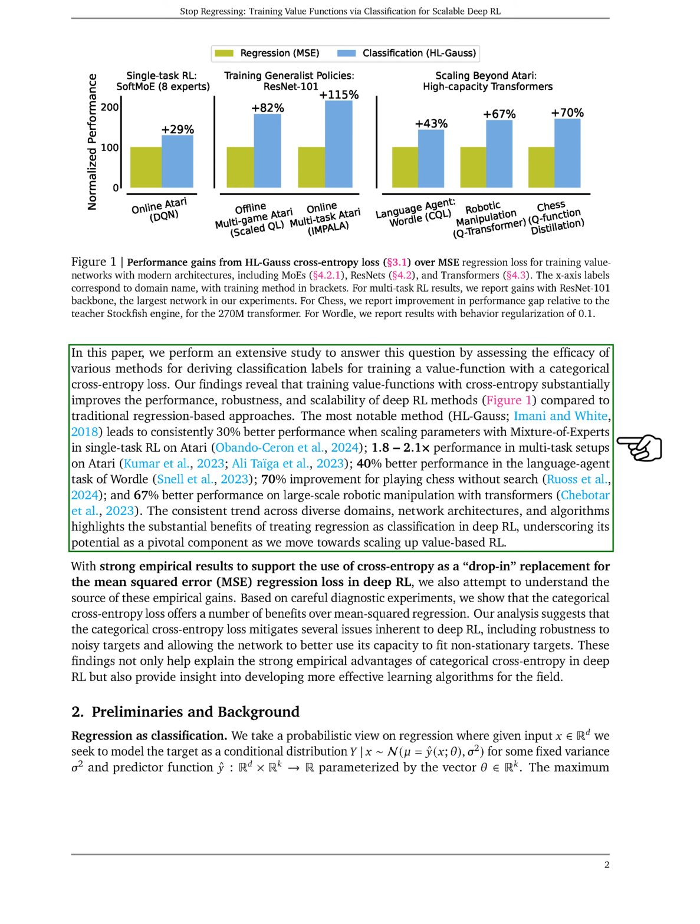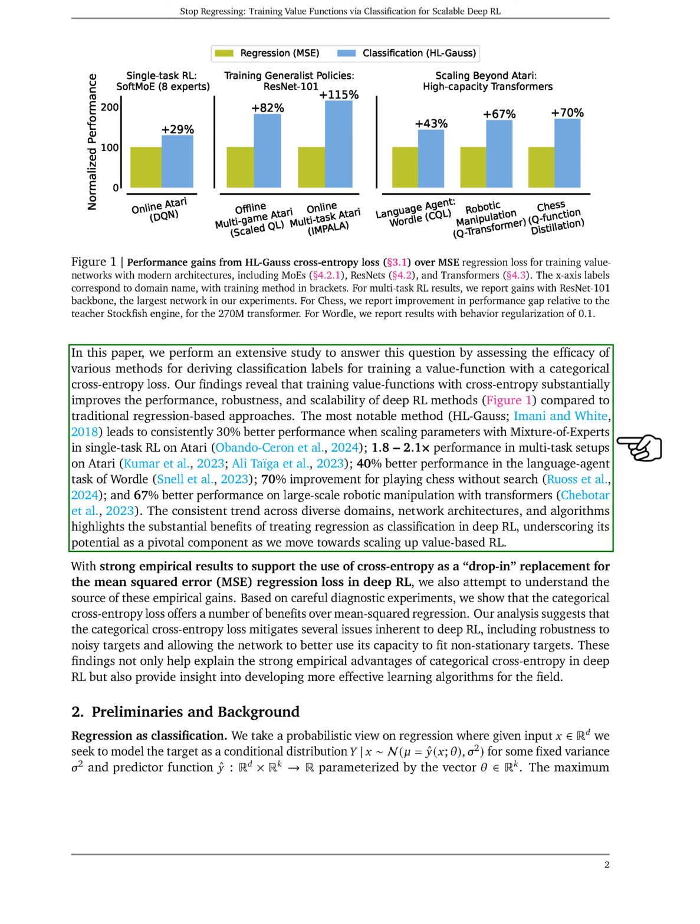The most effective method we identified leads to a consistent 30% improvement in performance when scaling parameters with mixture of experts in single-task RL on Atari. A 1.8 to 2.1 times increase in performance in multitask setups on Atari. A 40% improvement in the language agent task of Wordle. A 70% improvement in playing chess without search. And a 67% improvement in large-scale robotic manipulation with transformers.